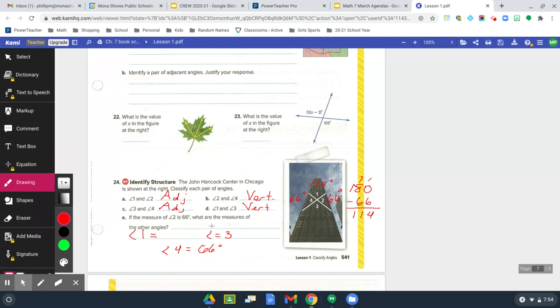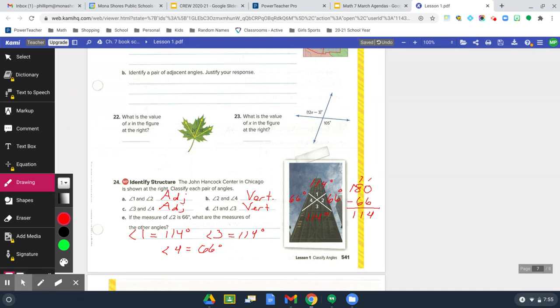Angle 1, I'm going to write down 114 degrees. Now directly opposite is angle 3. Remember, these are the same because they're vertical. This is also, oops, I made a mistake there. It's also 114, so angle 3, 114 degrees. There they are.